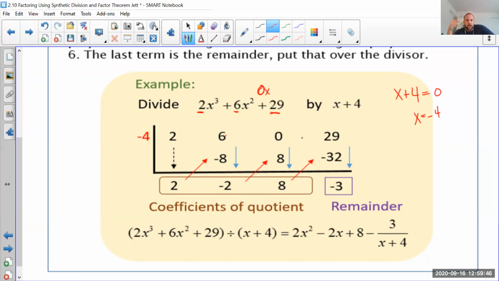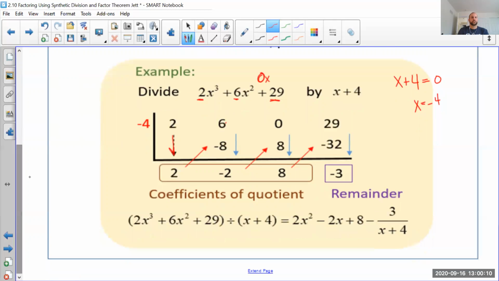And then remember, it's just a process. Bring down, multiply, add, and continue to multiply, add until you get to the end. So we bring down the 2, multiply, negative 4 times 2 is negative 8, add. Multiply, positive 8, add. Multiply, get negative 32, add those together, that gives us a remainder of negative 3. All right, and then remember when we're writing our answer, this is our remainder, this is our constant, or just the number, this becomes our x, this becomes our x squared, if we had more, it'd be x cubed, and so on.